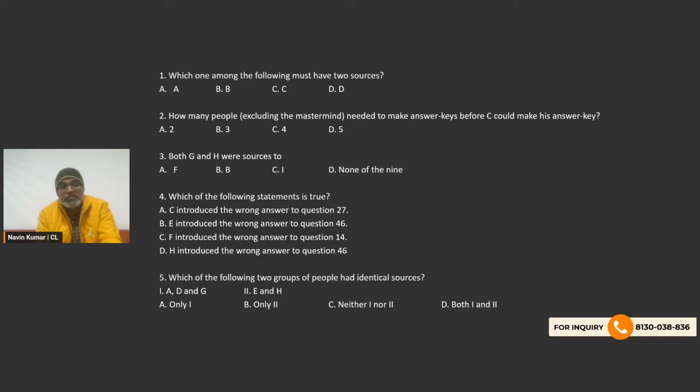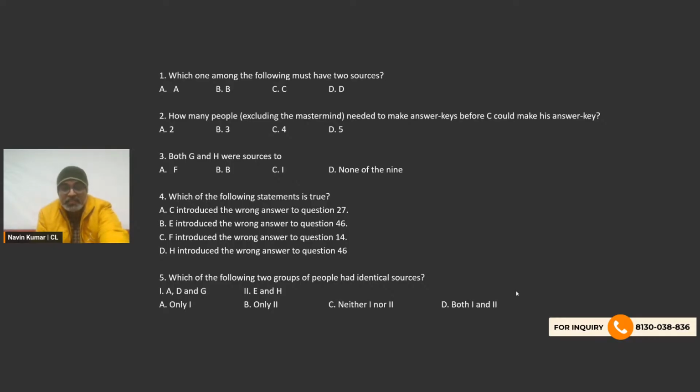Which one among the following must have 2 sources? How many people, excluding the mastermind, needed to make answer keys before C could make his answer key? Both G and H were sources to which out of these? Which of the following statements is true? And which of the following 2 groups of people had identical sources?